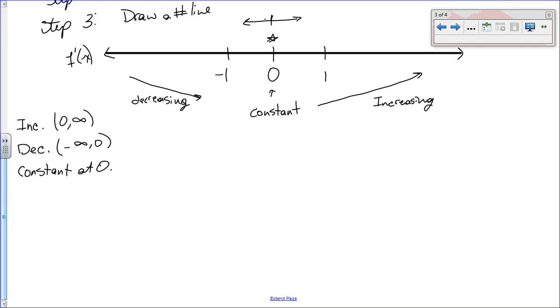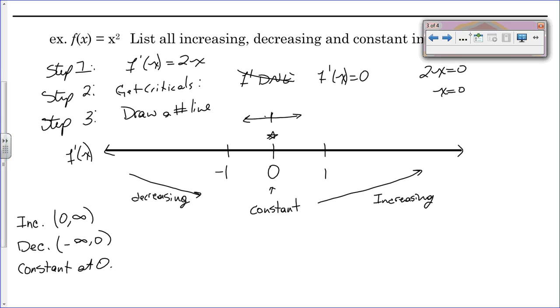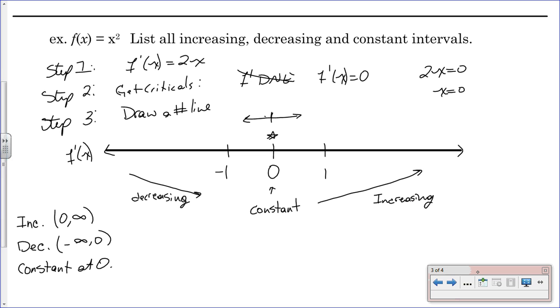All right, so it is constant at 0. A little review of what you do to list the increasing, decreasing, and constant intervals. First thing you have to do is find f prime of x, which we did. In our case, it was 2x. Then you had to get your critical values, so where f prime does not exist or f prime equals 0.